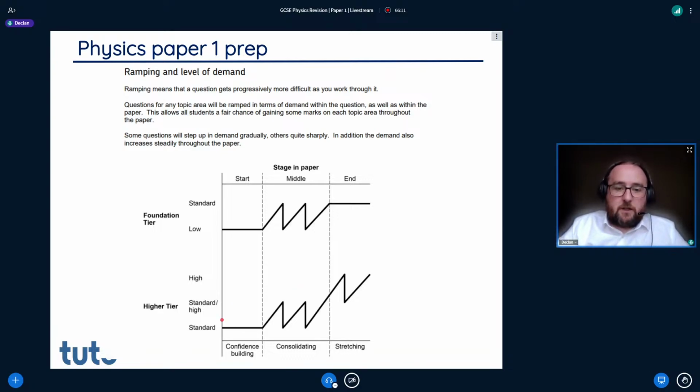So the questions, they start off quite easy. So low demand, and then they rise up, get a little bit harder, fall back down, harder again, fall back down until they ramp up at the end of the exam. The hardest question will be that last one at the end of the exam for both papers.